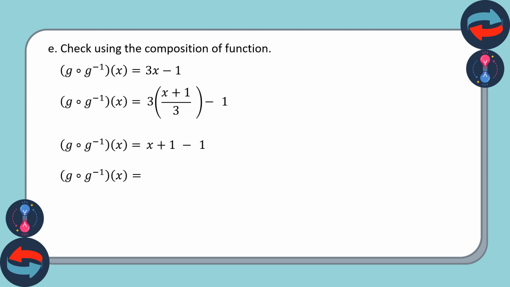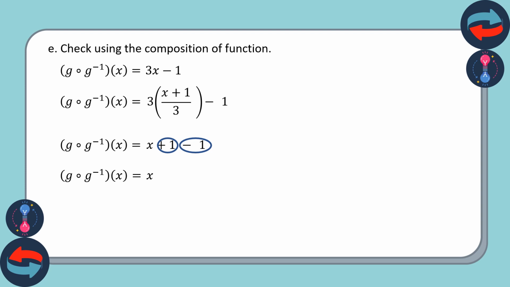We now combine similar terms. The positive 1 combined with negative 1 is equal to 0. Therefore, g circle inverse of g of x is equal to x.